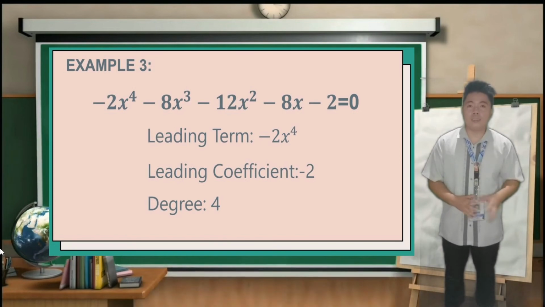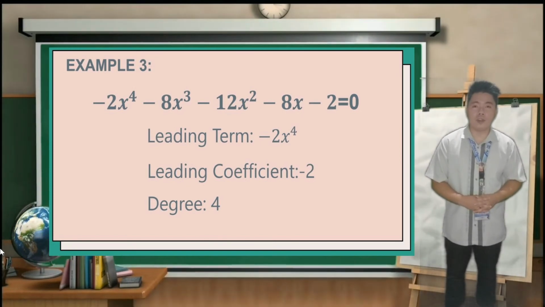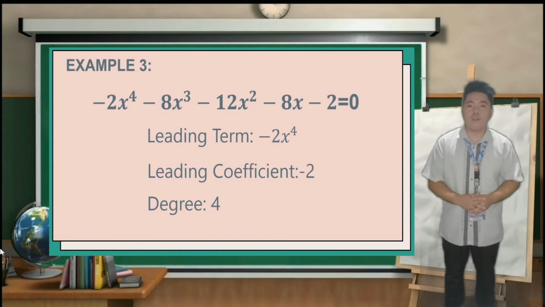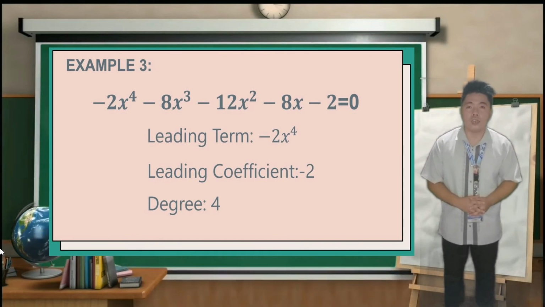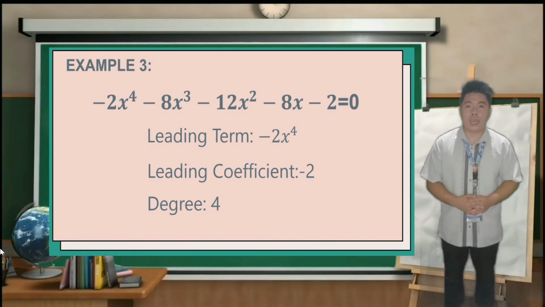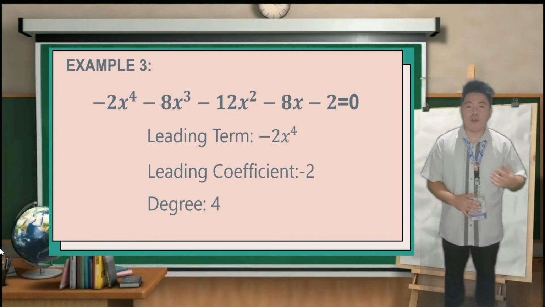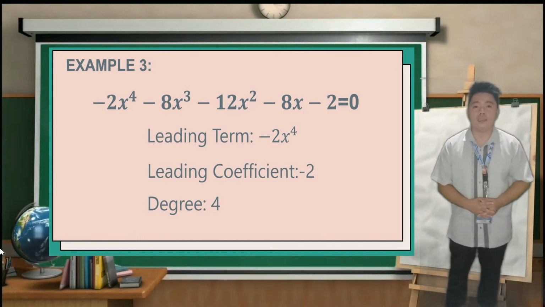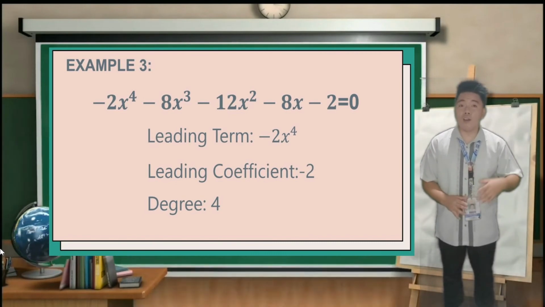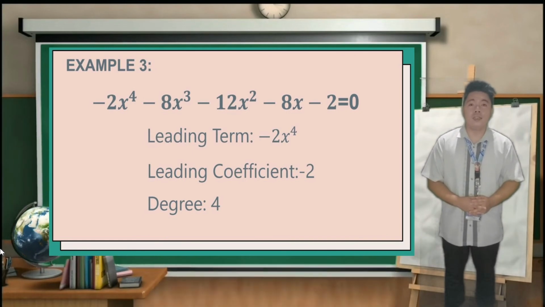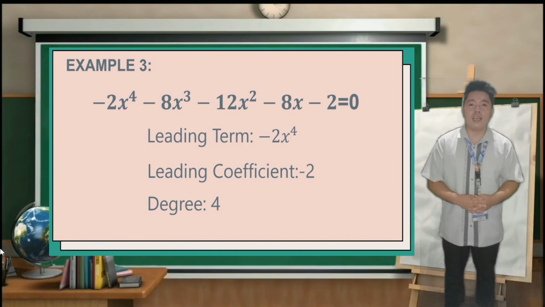From that leading term, we can also identify the numerical coefficient, or the leading coefficient, of our polynomial equation. The leading coefficient is negative 2. And the degree of the polynomial equation is 4, which is the highest exponent. So that's all for the examples on identifying the leading term, leading coefficient, and the degree of a polynomial equation.